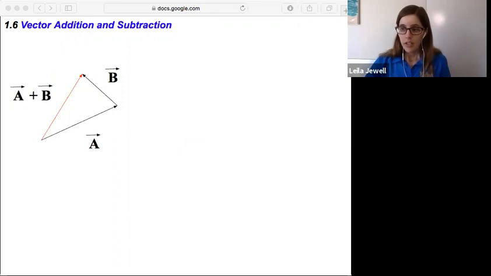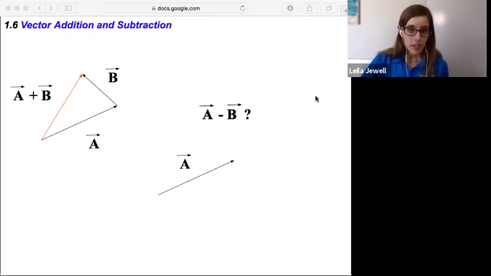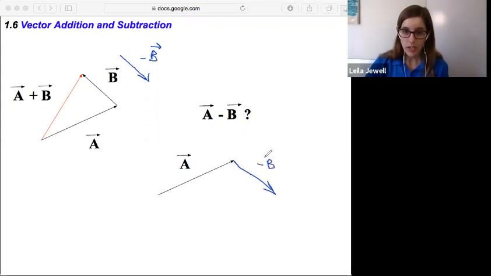Great. Now, what if we want to do A minus B? And we'll assume that B is in the same direction. Well, minus B is just going to be the exact opposite direction as this, right? It'll look something like that. So we're going to do A plus a minus B. So this minus B, I'm going to fill in over here next to the A so that the tail of it is at A. This is my minus B.